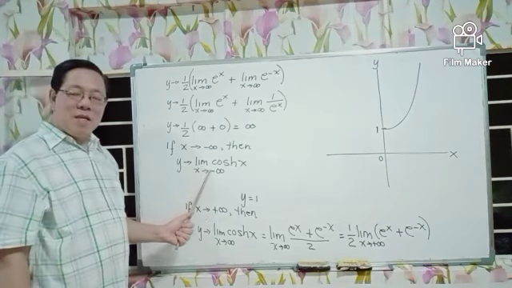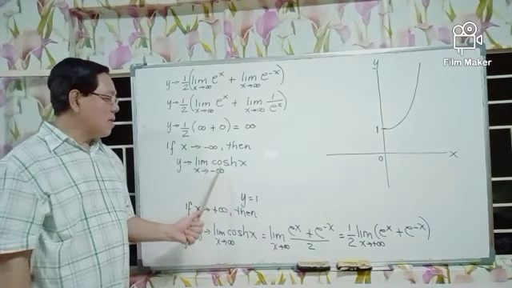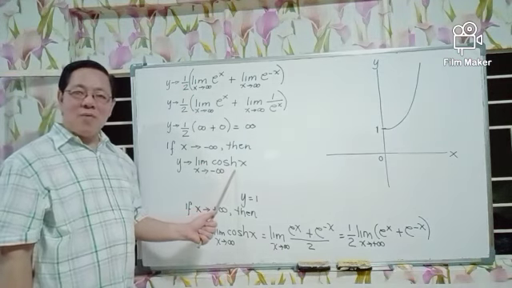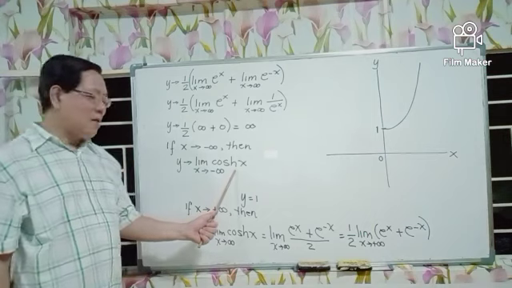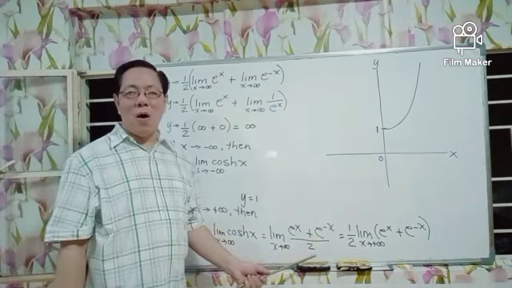Hence, we take the limit of the hyperbolic cosine of x as x approaches negative infinity. But the hyperbolic cosine of x, as we defined earlier, is given by e to the x plus e to the minus x all over 2.